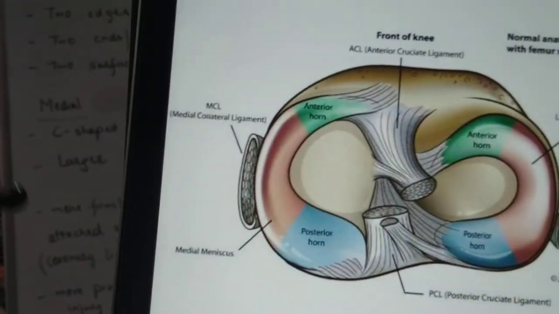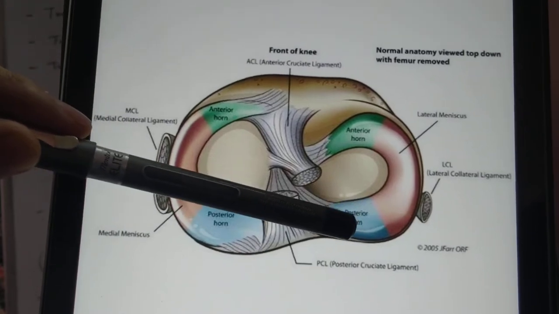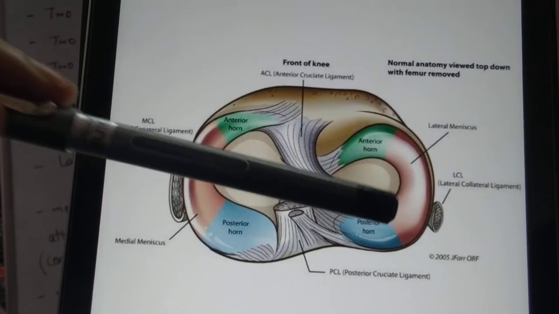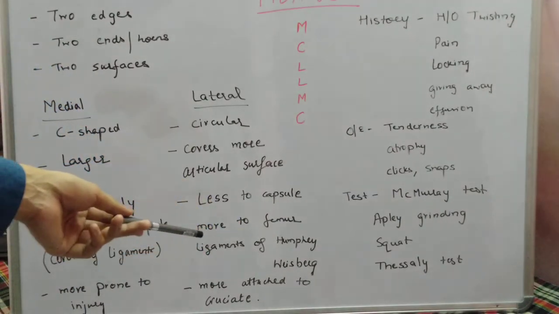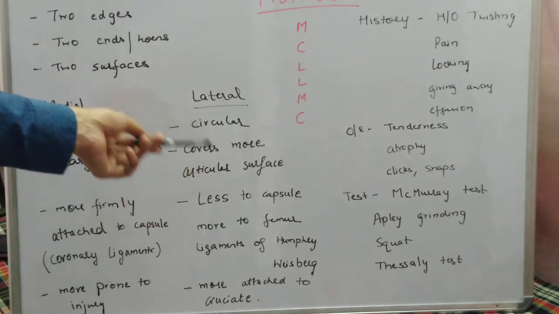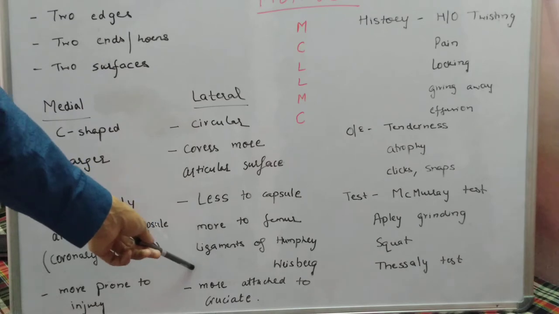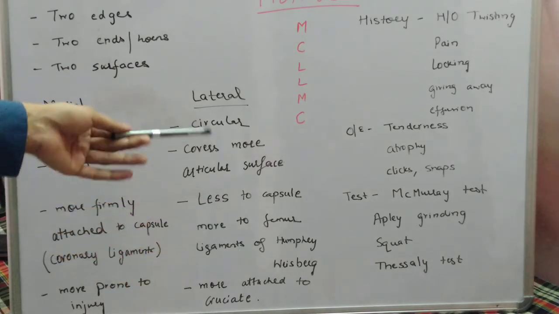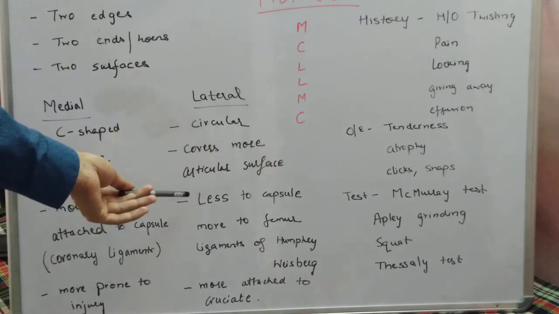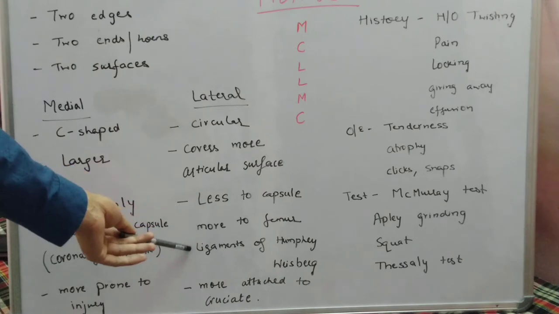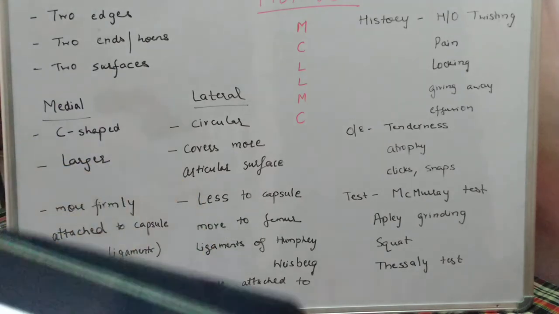So we have two ligaments. The posterior horn on the posterior side is attached to the overlying femur by the two ligaments, the ligaments of Humphrey and Wrisberg. So this provides attachment to the femur. The lateral meniscus moves with the femur during rotation. This is the reason for the lateral meniscus being less prone to injury. The lateral meniscus is less prone to injury because it is less firmly attached to the capsule and it moves with the femur during rotation because of these ligaments, Humphrey and Wrisberg.